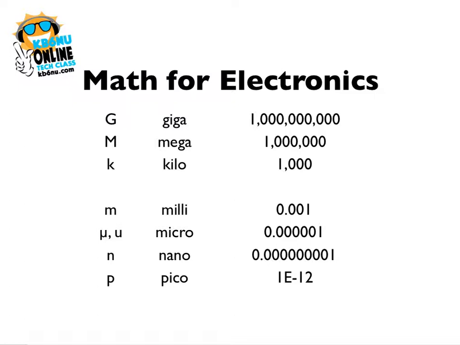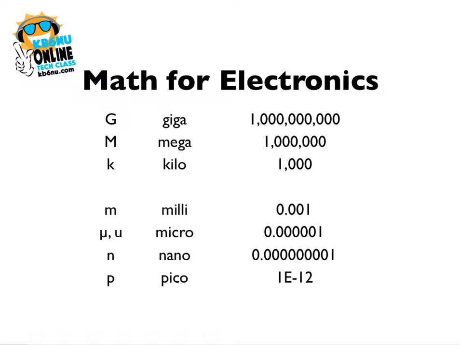Milli is the prefix we use to denote 1/1000th of a quantity. A milliampere, for example, is 1/1000th of an ampere, or 0.001 amperes. The lowercase m is used for the prefix milli, and milliamps would be written lowercase m, capital A.